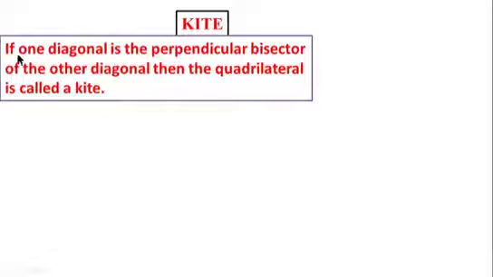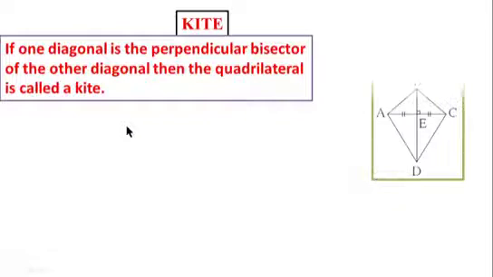Next type of quadrilateral, kite. If one diagonal is the perpendicular bisector of the other diagonal, then the quadrilateral is called a kite. See this figure.